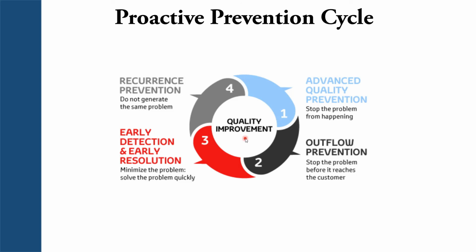Then you go thirdly to the early detection and early resolution. So you minimize the problem and you solve the problem quickly. And of course, you want to avoid that problem from happening again by using recurrence prevention. So you make sure you don't experience the same problem again, and you write your lessons learned and the experience that you gathered through that process of solving a certain problem. Then you apply it all over your products and make sure that that kind of problem is not repeated again.